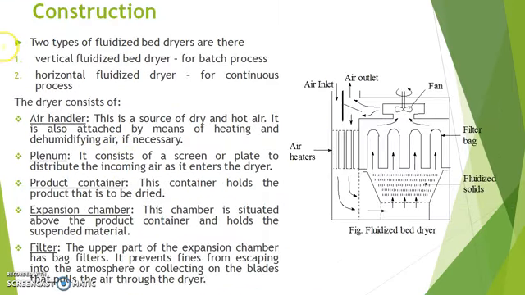Now, construction of a fluidized bed dryer. Fluidized bed dryers are of two types: vertical fluidized bed dryer for batch process, and horizontal fluidized bed dryer for continuous process. There are five different parts of a fluidized bed dryer.